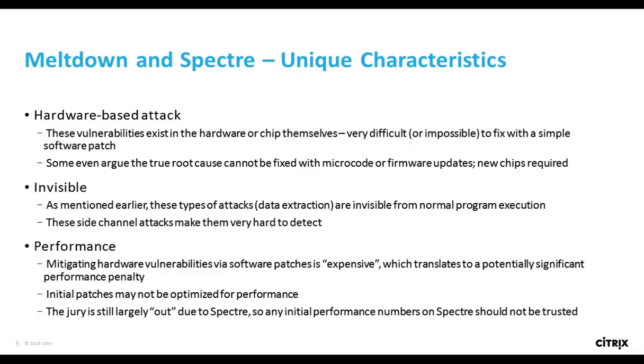At first, we were relying on the hardware vendors or the system vendors to release the firmware patches. This is changing now, where we're seeing Microsoft releasing the microcode updates as a software implementation in Windows. Some even argue that the true root cause cannot be fixed with microcode, and we really need new chips. These new chips were actually already announced by Intel a couple of days ago, but we don't know yet exactly how they are going to fix it, or what the performance impact will be.